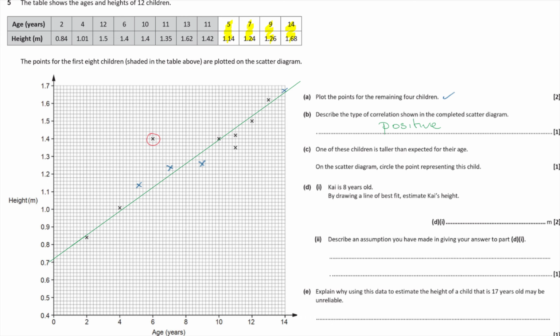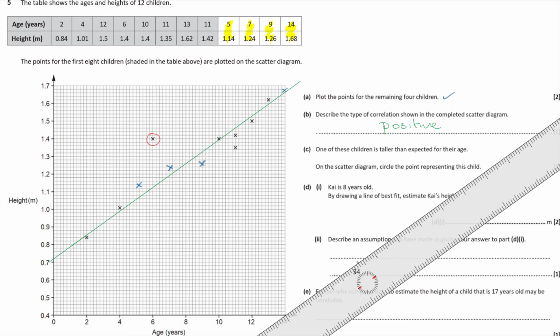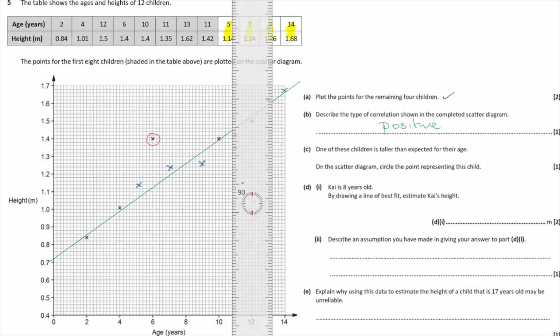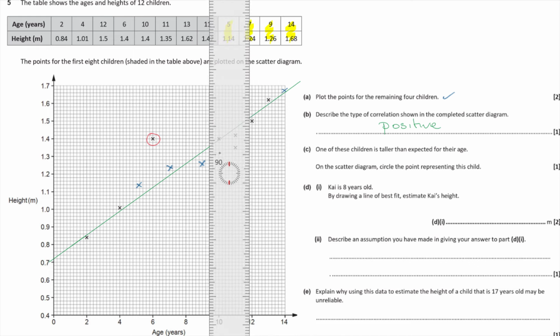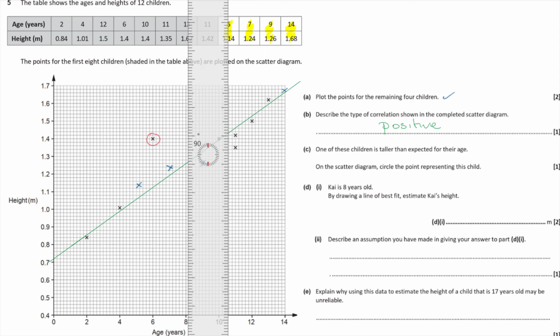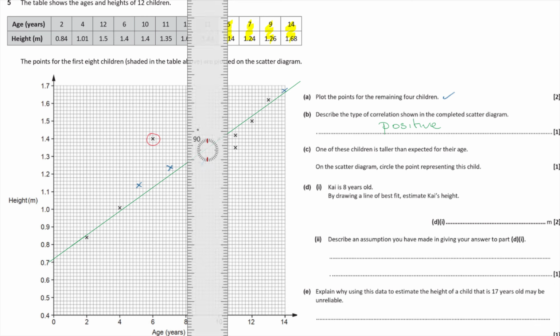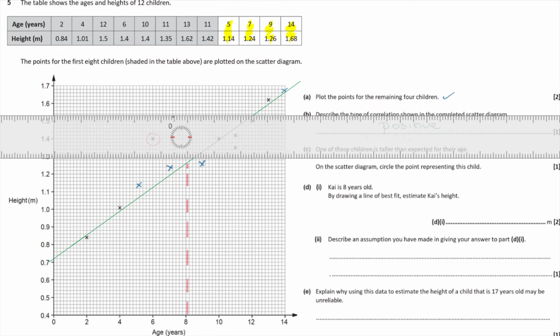And then D, Kai is 8 years old. By drawing a line of best fit, which I've already done, estimate Kai's height. Okay, so once I've got the line of best fit in place, I can use it to estimate other values. So I don't have any 8-year-olds on my graph already, but if I find 8 on the scale and read up to the line and then across, I can use that as an estimate for the height of what an 8-year-old would be.